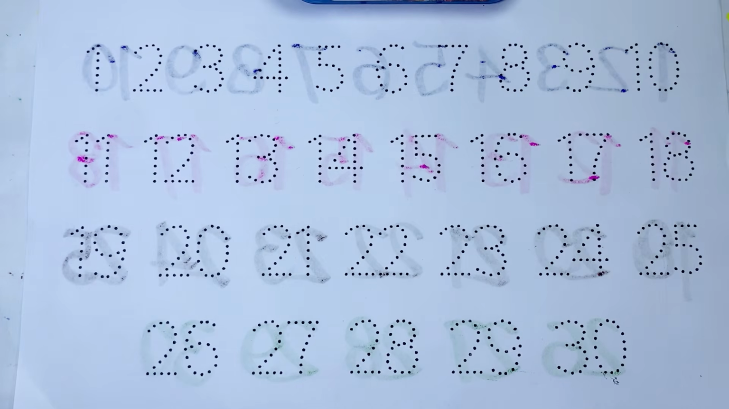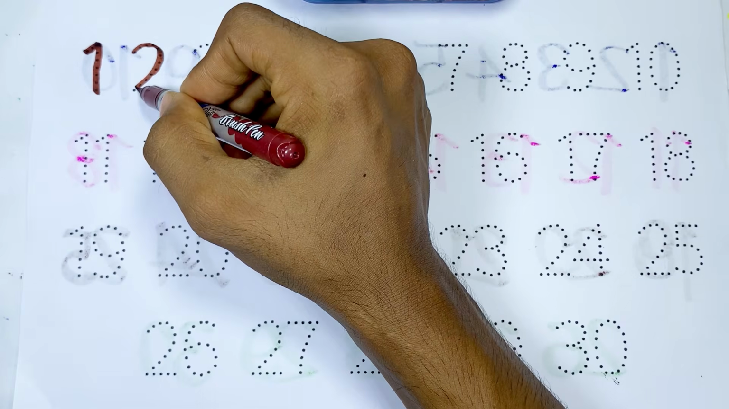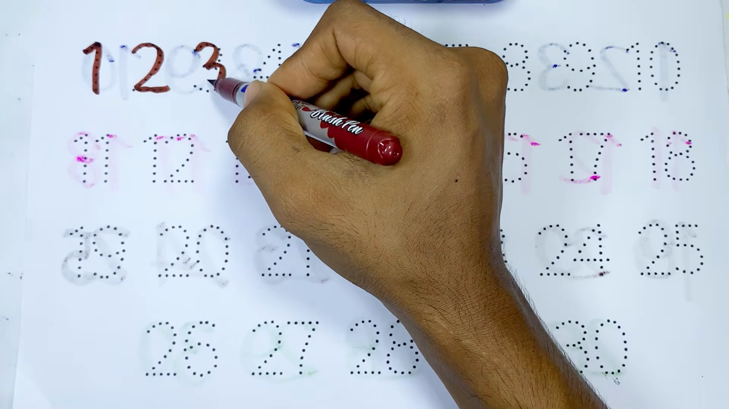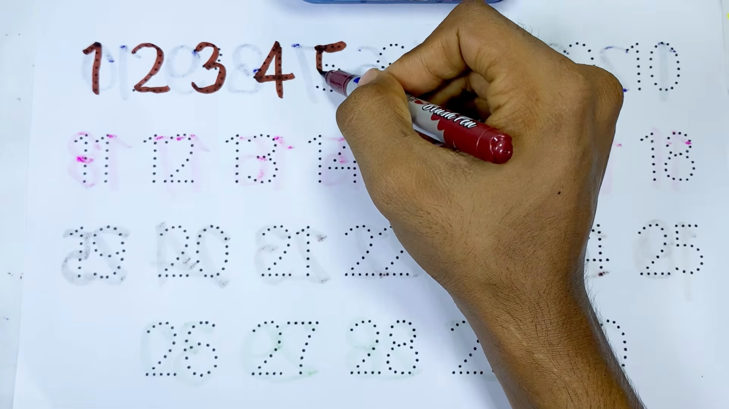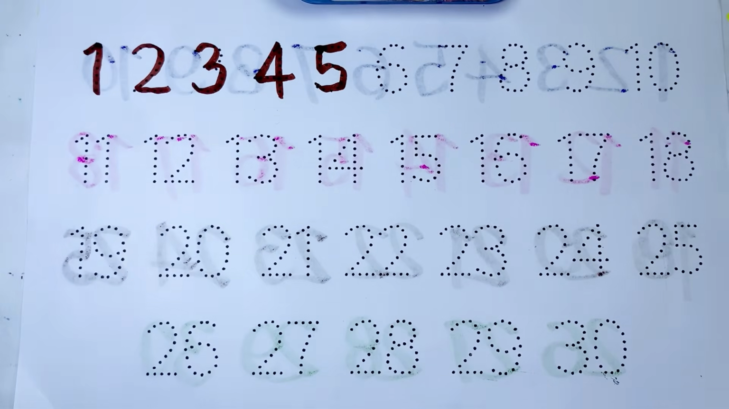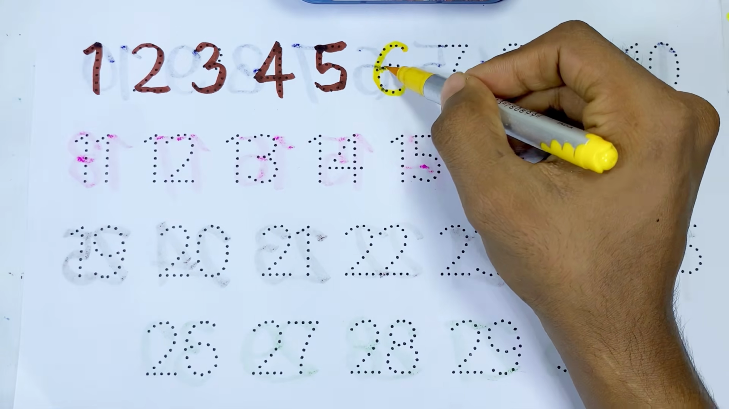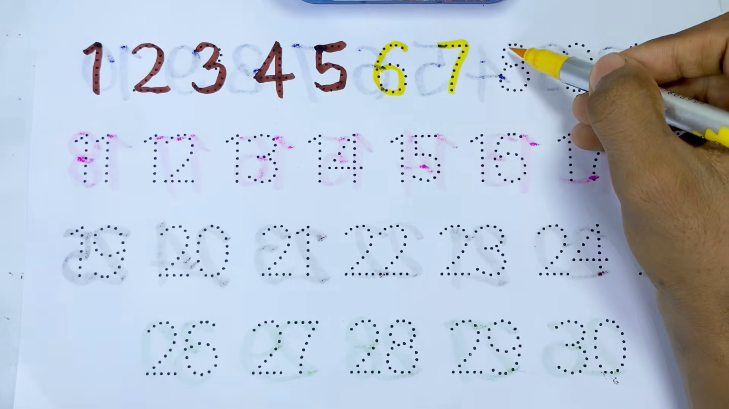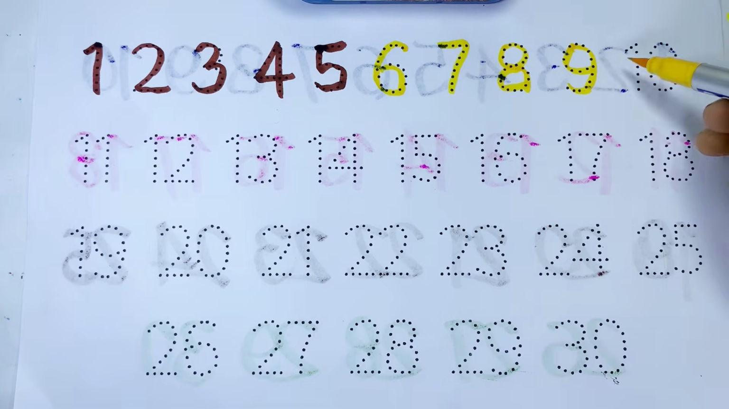So kids, now you draw one, two, three, 4, 5. Kids, now you draw 6. The numbers of 6, 7, 8, 9, 10. Kids, now you draw 11.